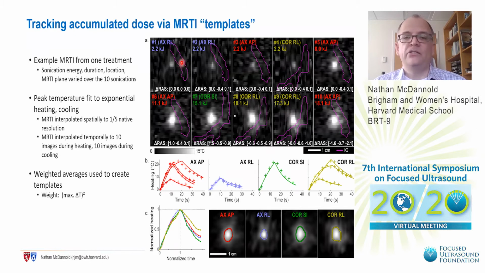What I did was take weighted averages of all of the thermometry images in the different orientations. I fit them to a uniform time and spatial matrix and created templates that I could scale by the focal heating. So if I acquire an axial image and I want to estimate the coronal dose, I can then multiply it by this template.